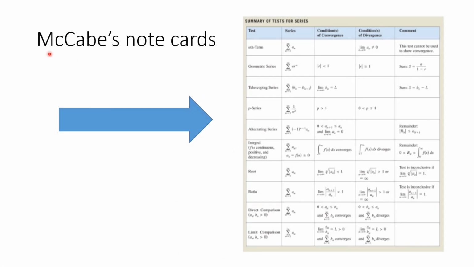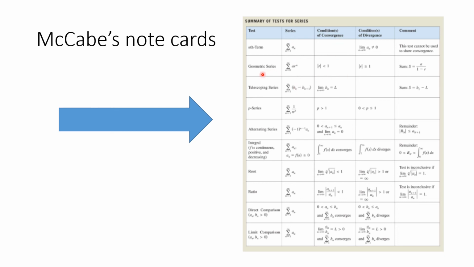And Mike McCabe often talks about making note cards. Here's one possible organization where we have that information all contained here, and it even includes in these notes talking about the telescoping series and the geometric series. So you can define what the test is called to use the right vocabulary. You can have notes about how to recognize the series. What does it look like? What are the conditions of convergence?